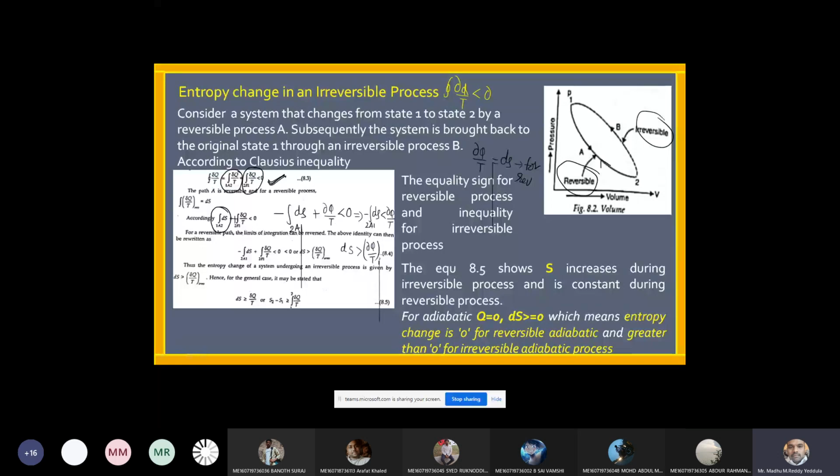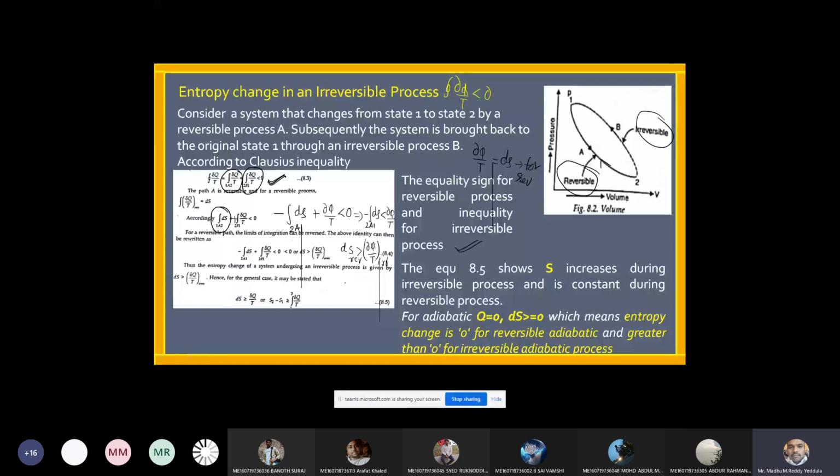This dou q by t is for irreversible and ds is for reversible. Agree with this? What does it mean? Ds means change of entropy. The change of entropy when the system is undergoing an irreversible process is given by this equation. Therefore, ds is greater than dou q by t, which means the entropy change in the reversible process is greater than dou q by t for the irreversible process. So the equality sign is for the reversible process and the inequality sign is for the irreversible process, that we know. The equation shows that entropy increases during the irreversible process.